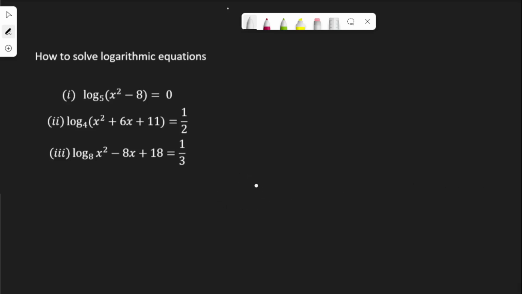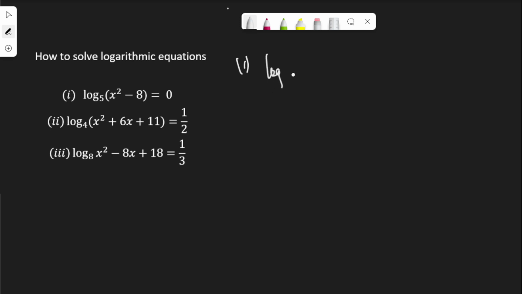In this video, we will learn how to solve logarithmic equations. Equations of this nature, we have to express them in index form before we can solve them. So let's start with number 1.